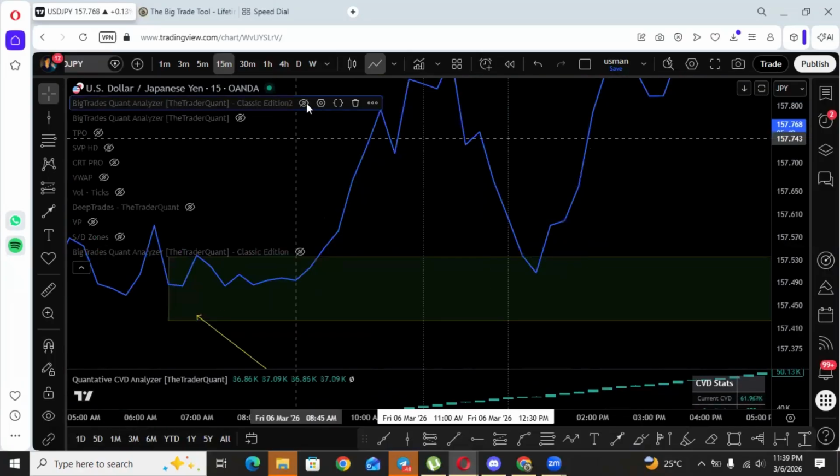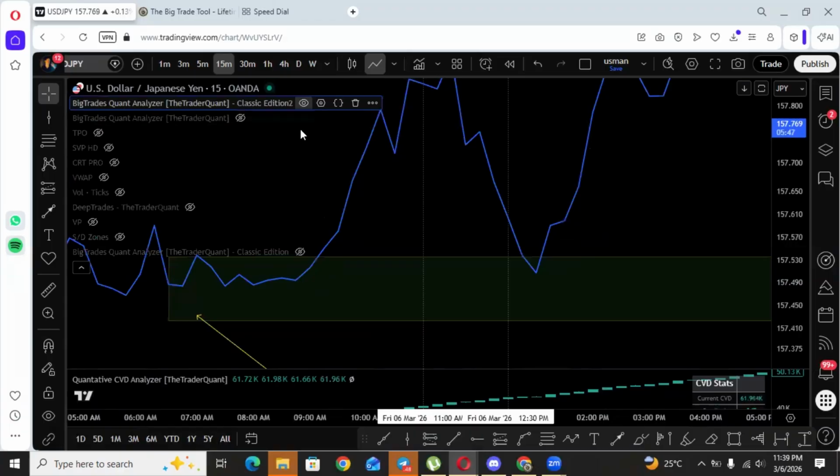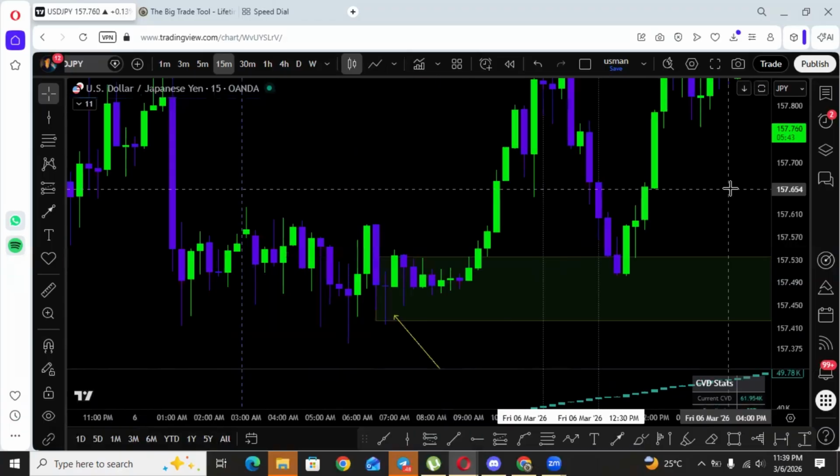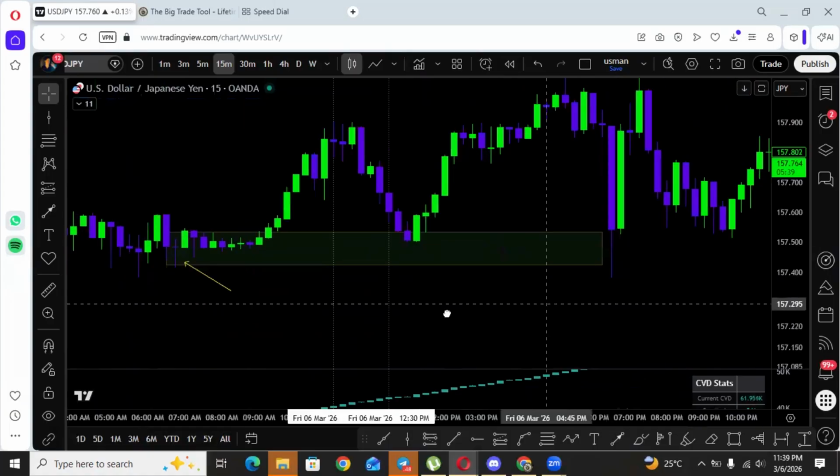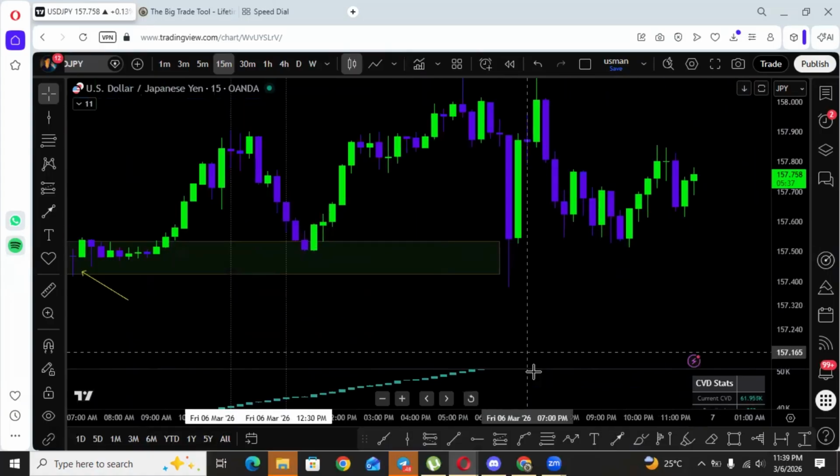Okay. Do you have any questions left, or any confusion left about footprint, about absorption, how to spot it on any chart?